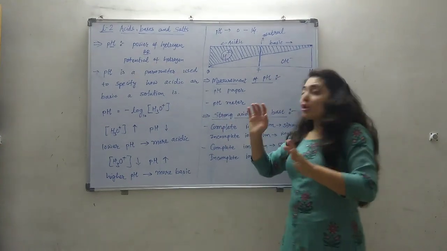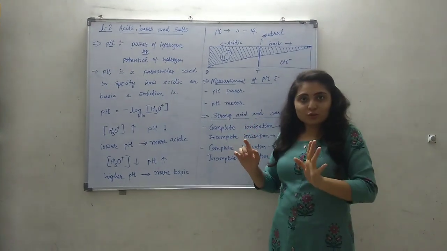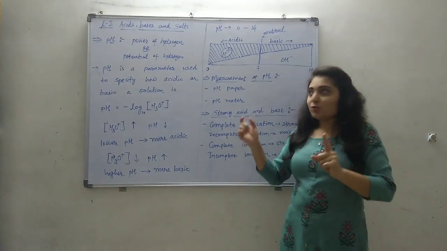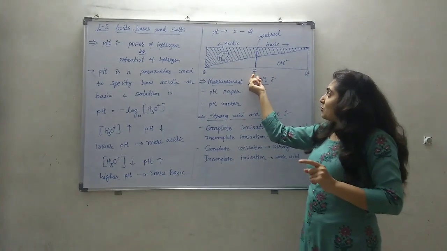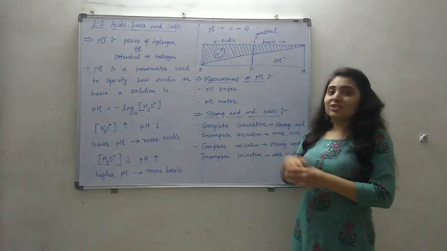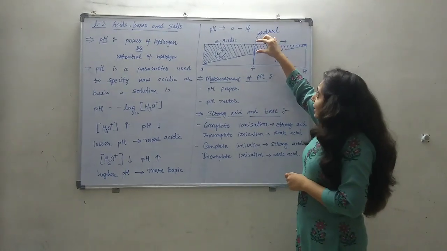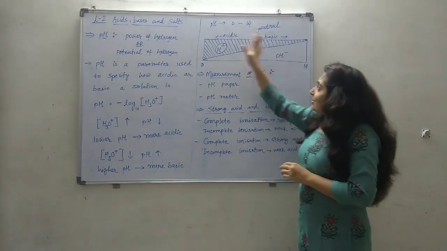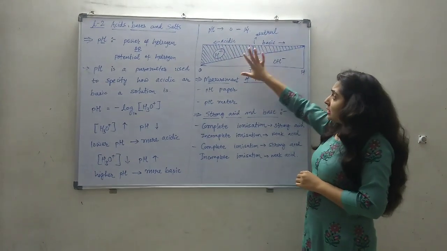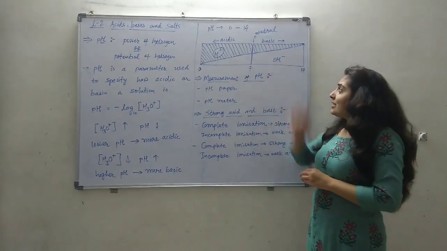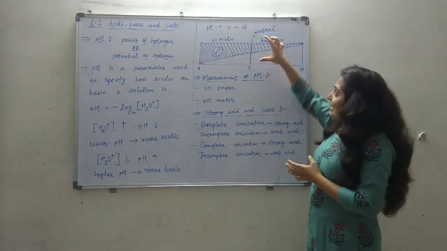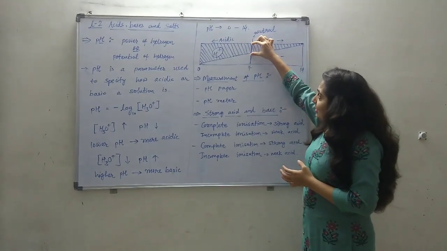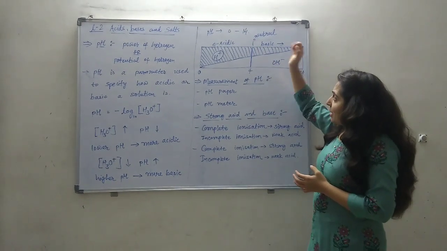So we can say that pure water is a neutral solution, which has a pH value of 7. For a neutral solution, pH is 7, where H+ and OH- are equal in number. This graph shows the relative amount of H+ and OH-. At 7, H+ and OH- are equal in number.